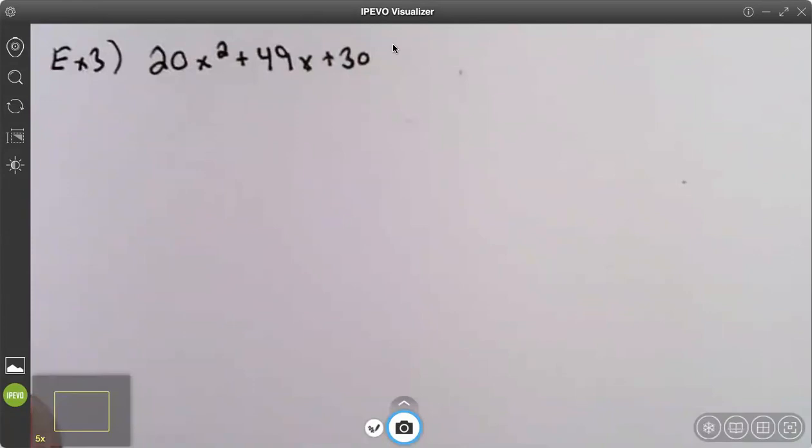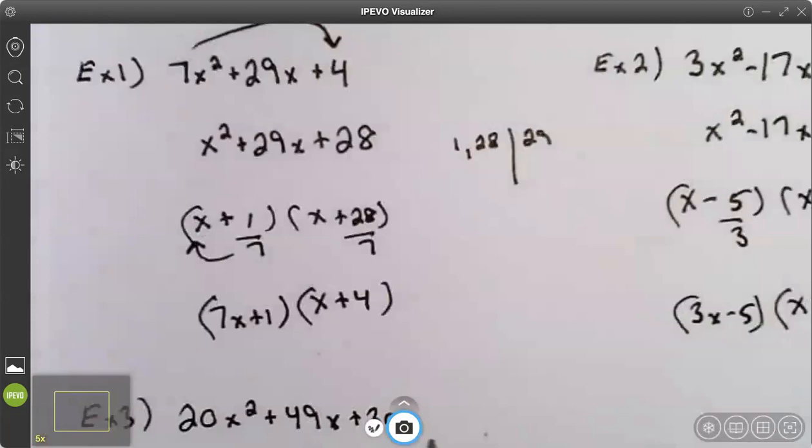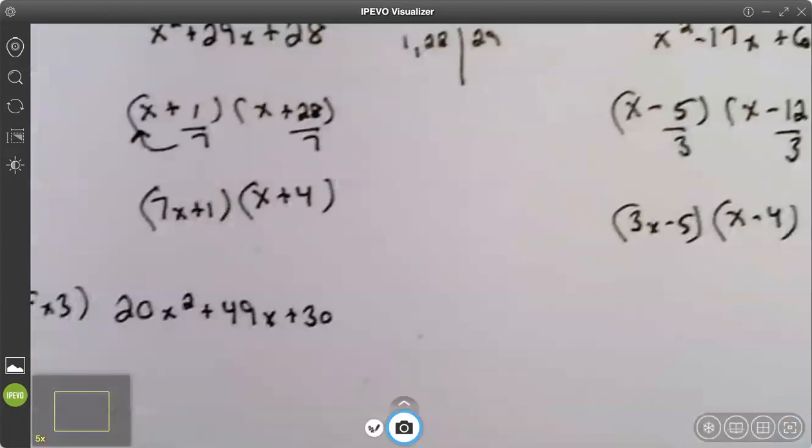All right, example 3 has some really big numbers. Anytime you're doing math, it's good to have a calculator. You need that from time to time. So the first thing you always look for: do I have a greatest common factor? I should have looked for that in every one of these. No greatest common factor here. No greatest common factor here. And no greatest common factor here. Always look for that first.